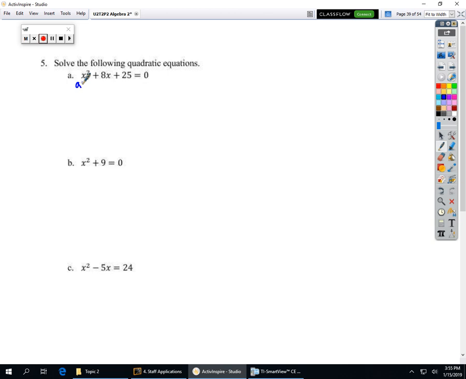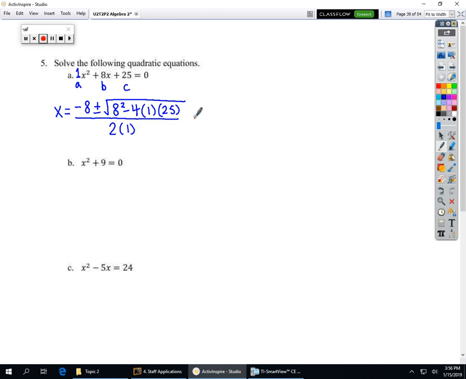So there's my a, which is 1, that's a 1 there. b is 8. c is 25. So let's just jam this in the quadratic formula. You do not need to memorize it. It's on your front page. Negative b plus or minus square root of b squared, 8 squared, minus 4 times a, which is 1. You don't even have to write the 1, times c, 25. Divide everything by 2a, 2 times 1.